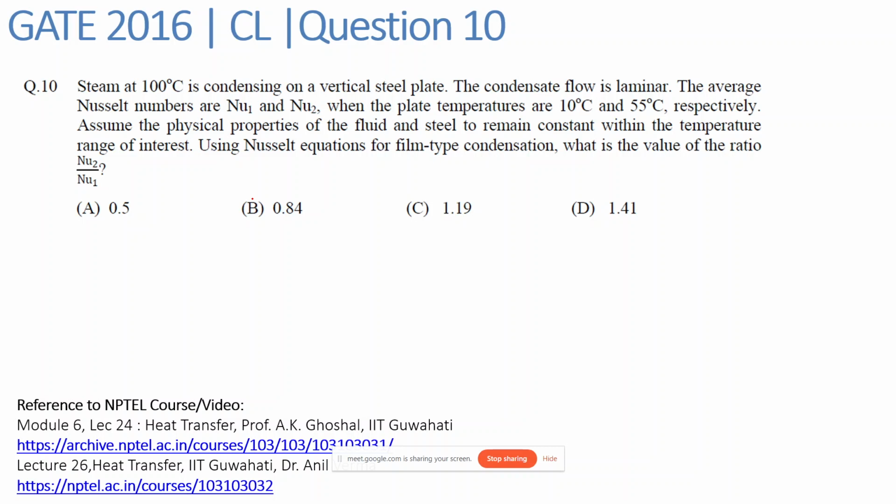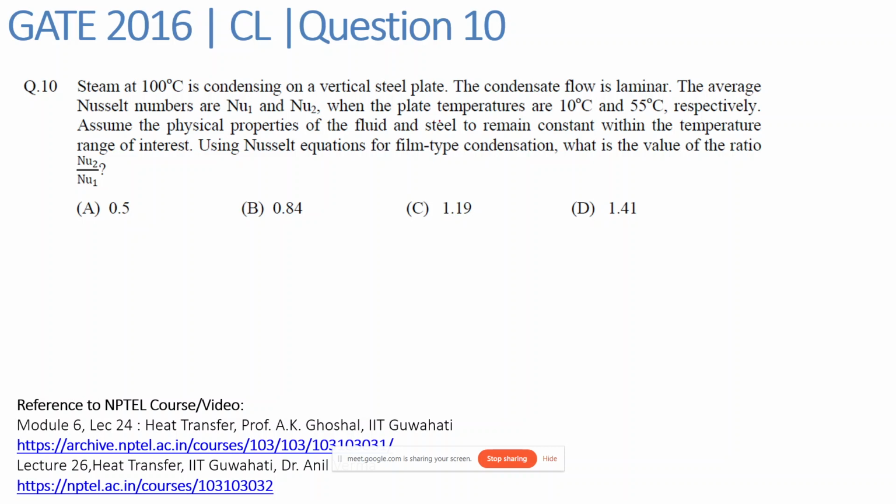So the next question is from the boiling and condensation topic of heat transfer, and the question is: steam at 100 degrees Celsius is condensing on a vertical steel plate. The condensate flow is laminar. The average Nusselt numbers are Nu1 and Nu2 when the plate temperatures are 10 degrees Celsius and 55 degrees Celsius respectively.